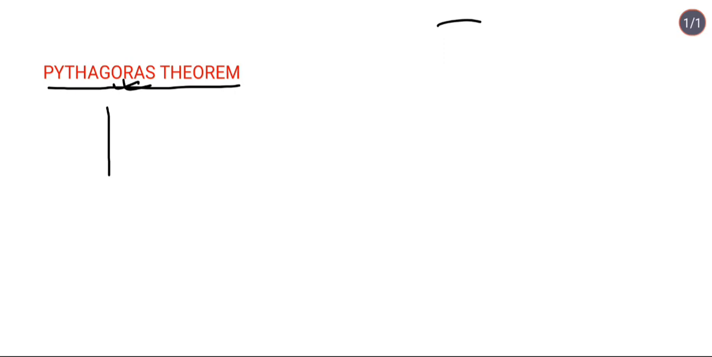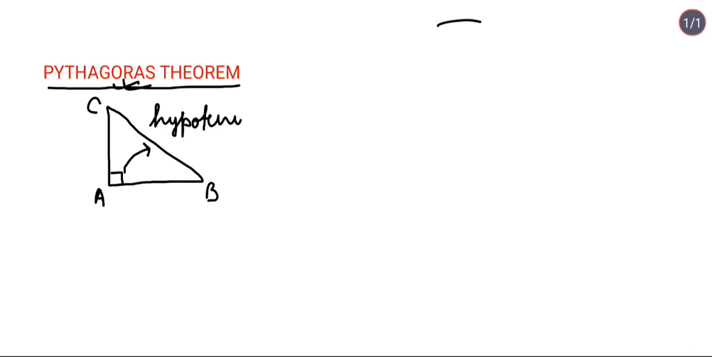Let us consider we have a right angled triangle. Let us name it as A, B, C. Now students, let us consider this angle A is a 90-degree angle. Therefore, we have a triangle ABC which is a right angle triangle. So, in a right angle triangle, the side opposite to the 90-degree angle is called the hypotenuse. And one of the sides is the perpendicular and the other side will be called the base.